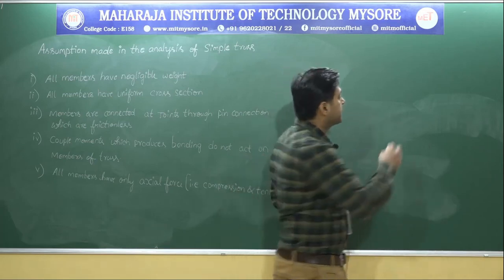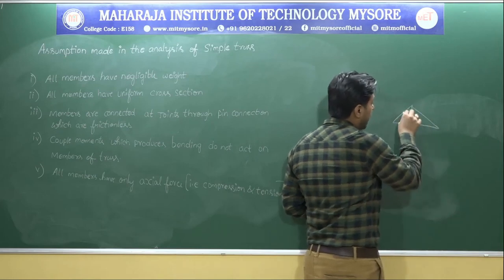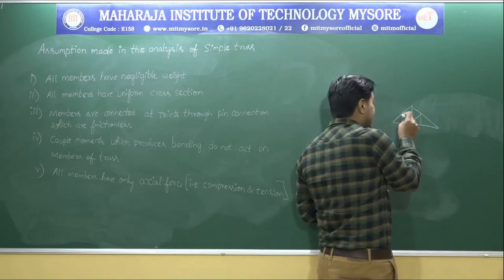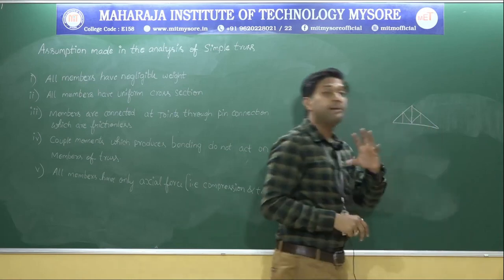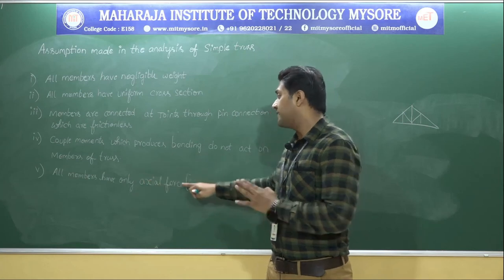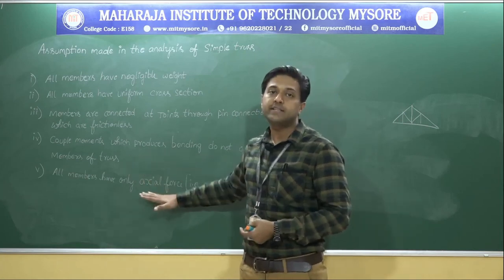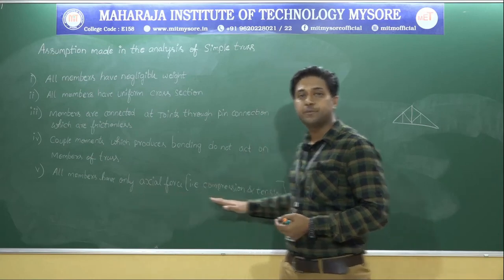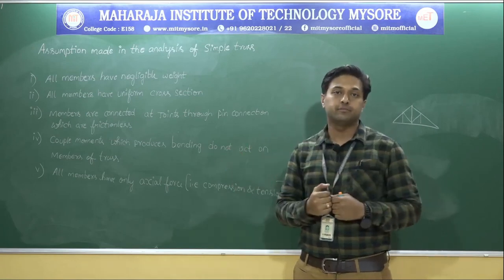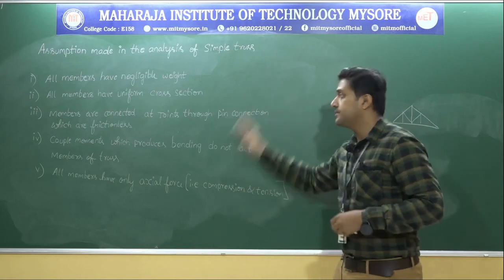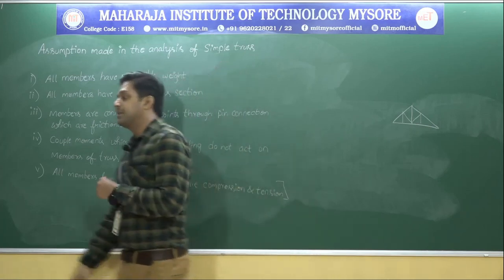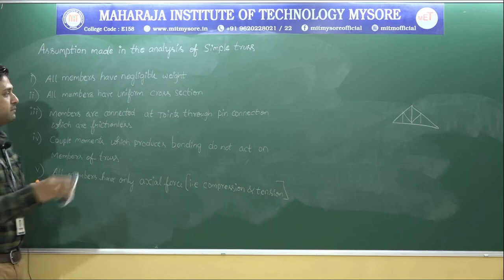Next, couple moments which produce bending do not act on members of trusses. As you people can see here, the members are closely provided. So as they are closely provided, I can't expect the bending. That is the meaning of it. Next, all members have only axial force. Whenever there is no bending, obviously there will be axial force. Axial force means either it will be tensile, that is the stretching force, or it will be the compressive force. So these are the 5 points that I want you people to remember. That is the assumptions made in the analysis of simple truss.